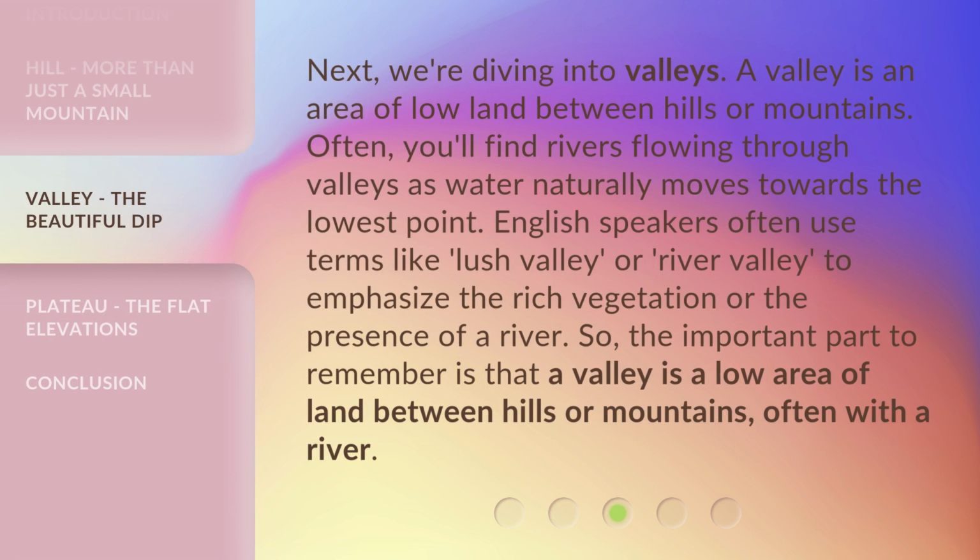Next, we're diving into valleys. A valley is an area of low land between hills or mountains. Often, you'll find rivers flowing through valleys as water naturally moves towards the lowest point.